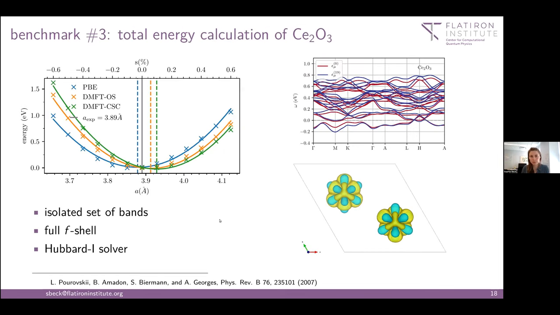And then one more example. These are total energy calculations for cerium oxide. So this is an f-shell system for which I used the Hubbard-I solver. And here we scanned the total energy for different strains. And you can see, in comparison also to the experimental value, that from PBE, from the DFT ground state, to the one-shot case, the equilibrium position changes to higher strain. And then for the charge self-consistent one, it grows a little bit further.